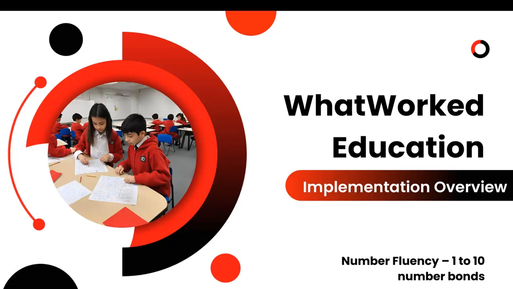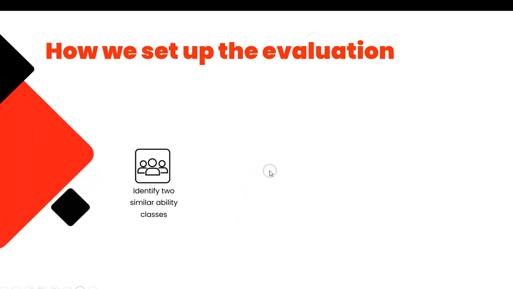Implementation overview. Number fluency, 1 to 10 number bonds, year 2. It will help you to set up the evaluation. The first thing we ask you to do is identify 2 similar ability year 2 classes.